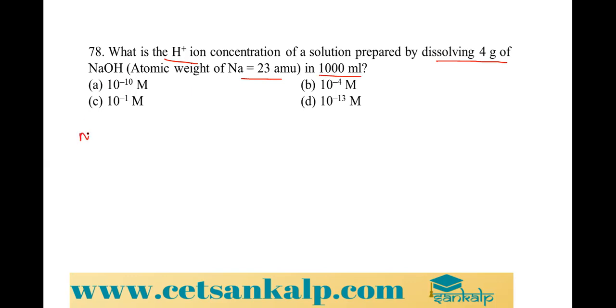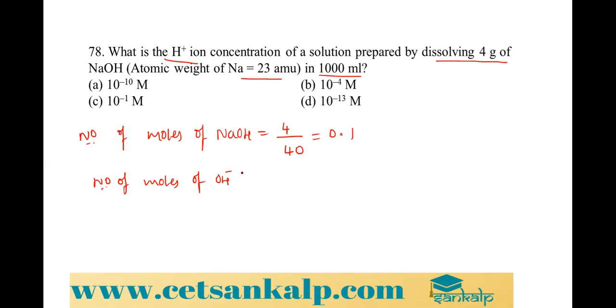So let us see. Number of moles of NaOH is equal to mass by molar mass, 4 gram divided by 40 gram, that is equal to 0.1. Correct? Then number of moles of OH minus will be 0.1. So concentration is equal to number of moles 0.1 divided by 1 liter, that is equal to 0.1 mole per liter.